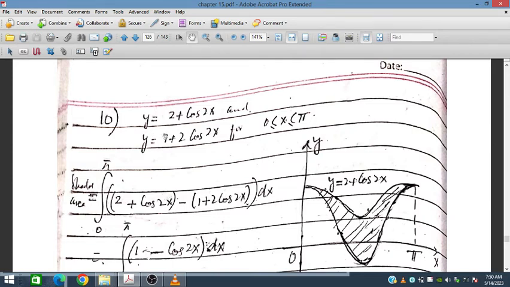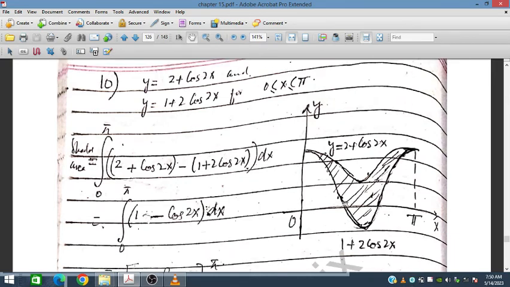Question number 10. Here we have y is equal to 2 plus cos 2x and y is equal to 1 plus cos 2x. So we have to draw this 2 plus cos 2x and 1 plus cos 2x. This curve from 0 to pi.